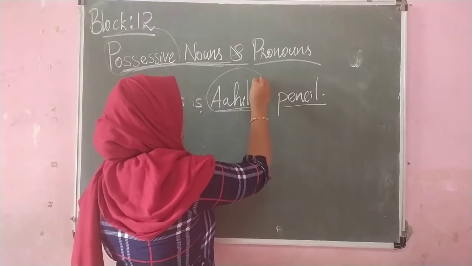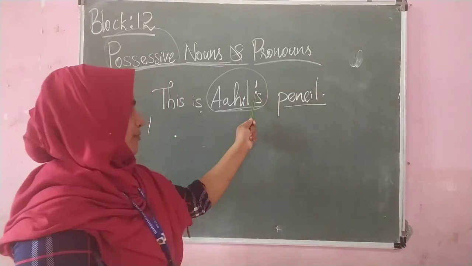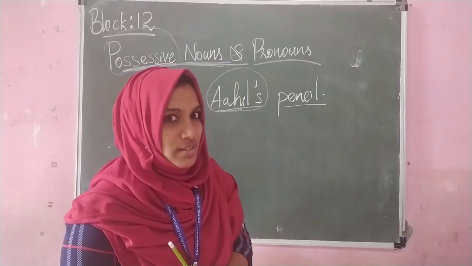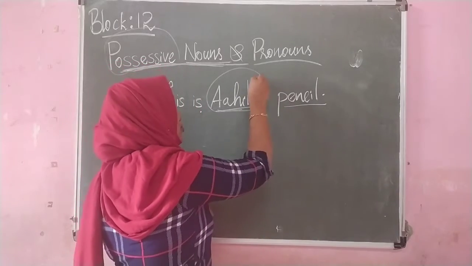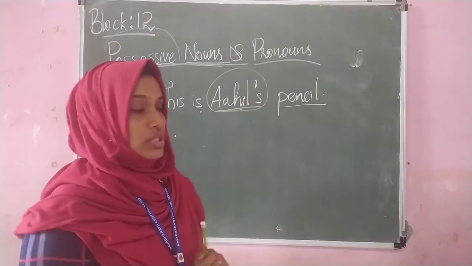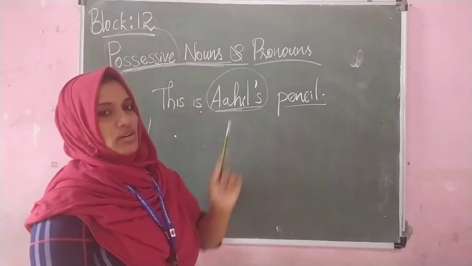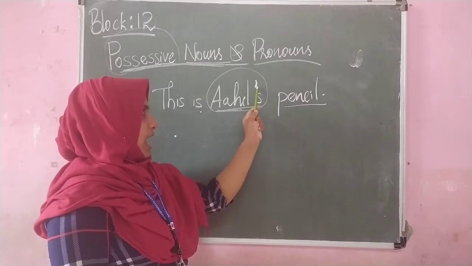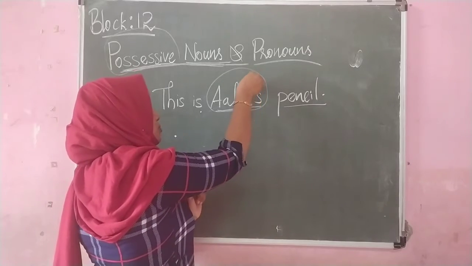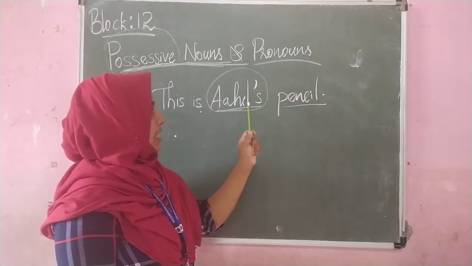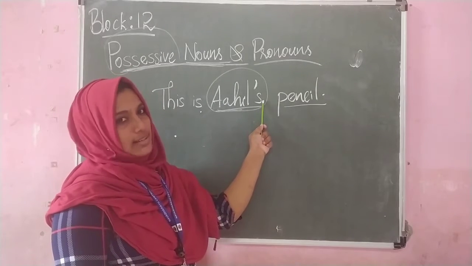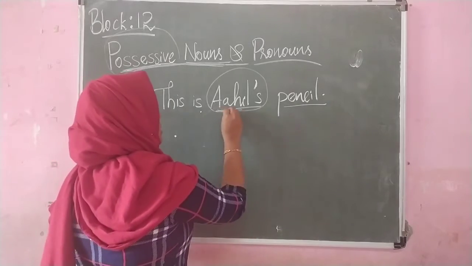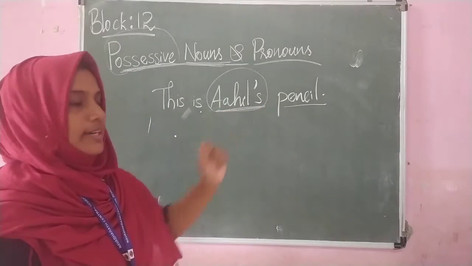See, here you can see a symbol like this. What do we call this one? Yes, this is an apostrophe. You know this, right? We use this apostrophe in possessive nouns. After the word Ahil, you use this apostrophe, then you write the letter S. Ahil's pencil. So this is the possessive noun here.